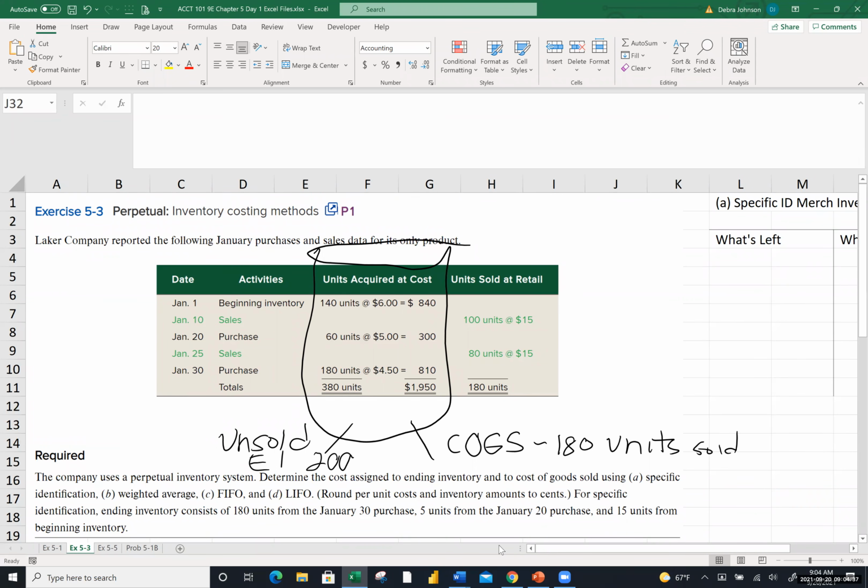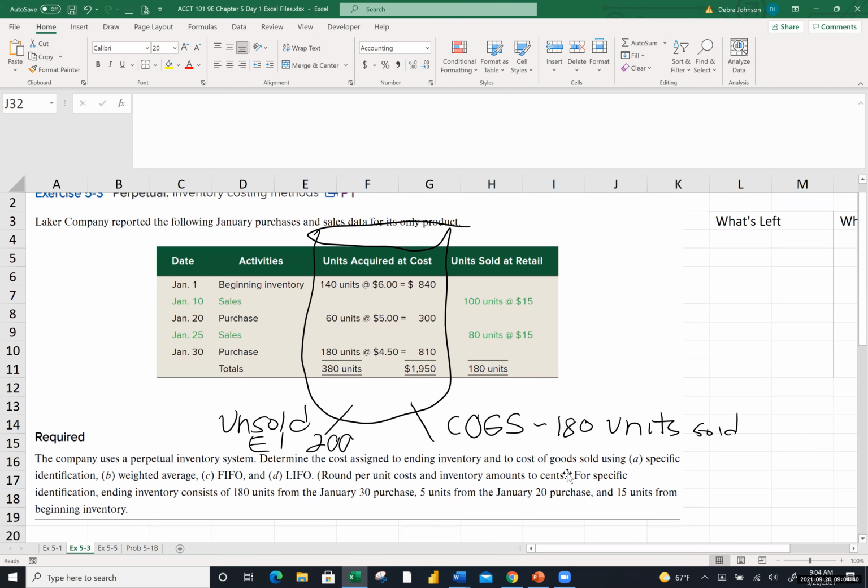Although they give us a specific order they want us to do these in, and I'm referring to these directions, it says the company uses a perpetual inventory system. That is the one that we're studying in Accounting 101, the perpetual one, which means every in and every out needs to be tracked. So here's what they want us to do. Determine the cost assigned to ending inventory and to cost of goods sold. So there's that bucket concept, using A, specific ID, B, weighted average, C, FIFO, and D, LIFO. And they want you to round the cost to cents. That means we'll be using dollars and cents. And then they give you some information for specific ID.